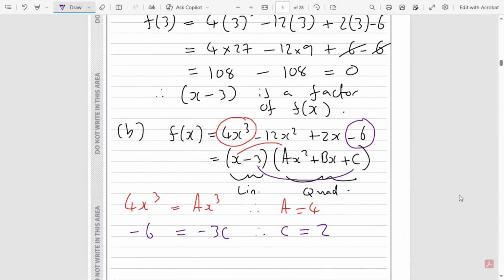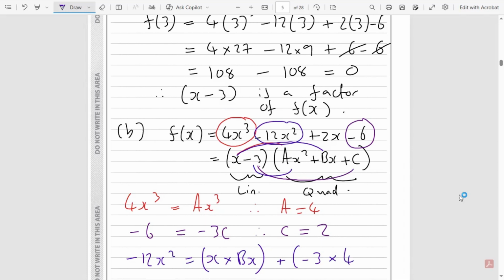We can either focus on the x squared term or the x term. It doesn't really matter. So what we can do is x multiplied by the bx, and we can also do minus 3 multiplied by the ax squared. Both of those combinations give us an x squared term. So our x squared term in the function is minus 12x squared. So minus 12x squared must be equal to x multiplied by bx, plus the minus 3 multiplied by ax squared, but we know that a is 4, so this is 4x squared.